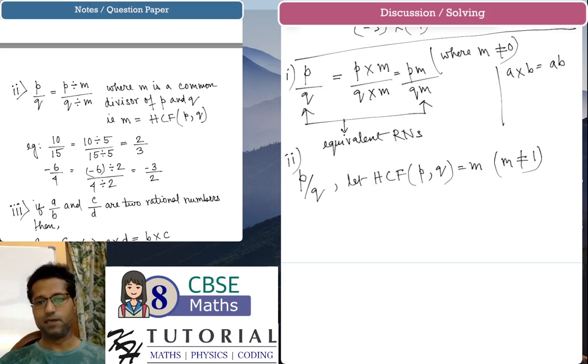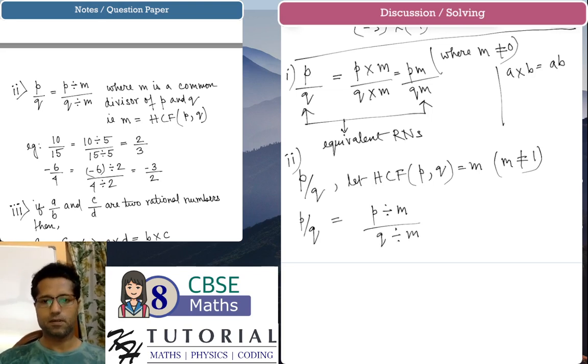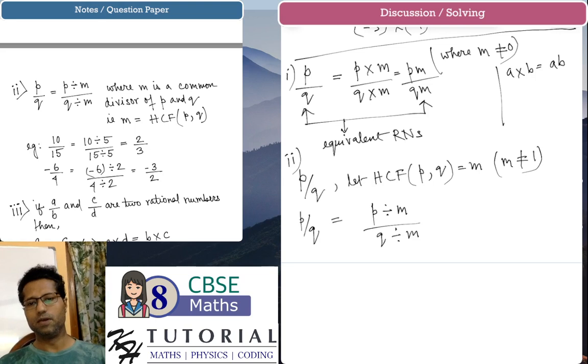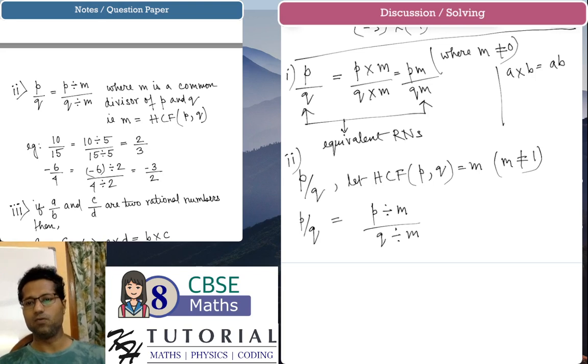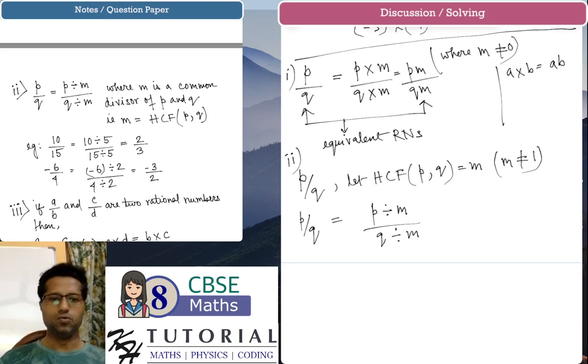If p by q is such a rational number, then we can always divide the numerator and the denominator by m, and the rational number remains the same. So p by q will be equal to p divided by m over q divided by m, where m is the HCF of p and q and m is not equal to 1. So this is property number 2.